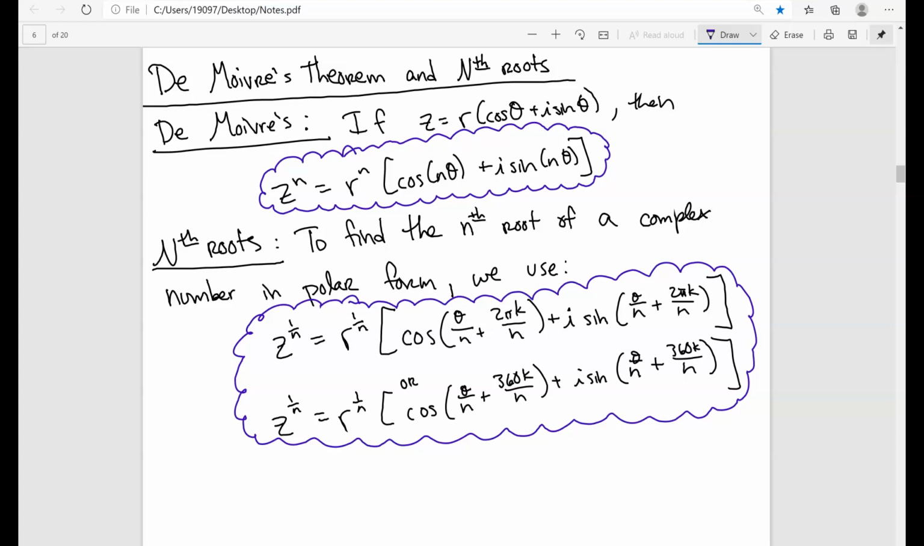To finish off this section, we're going to be talking about two different theorems. The first one is called De Moivre's Theorem, and the other one is called the Nth Root Theorem. So the first thing is De Moivre's Theorem.